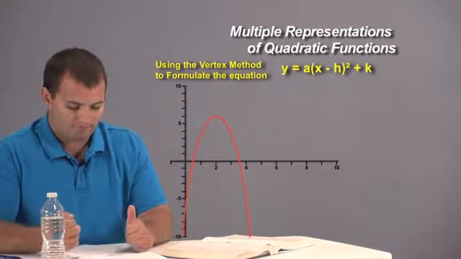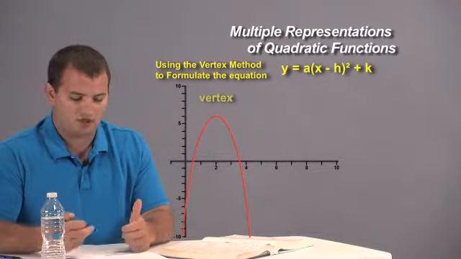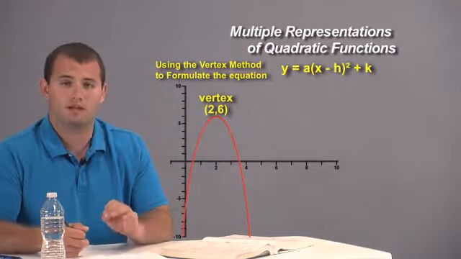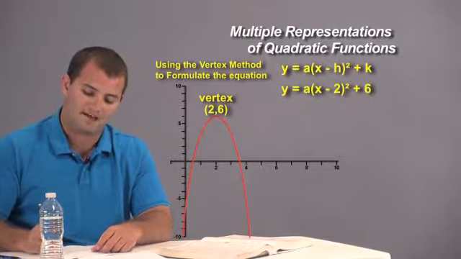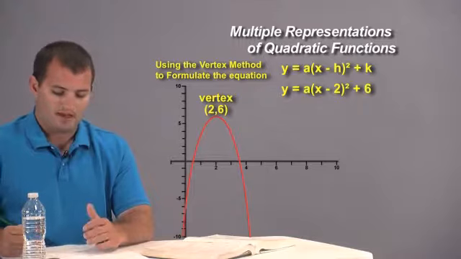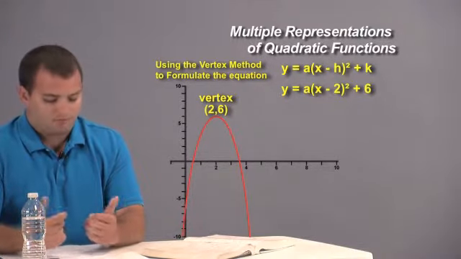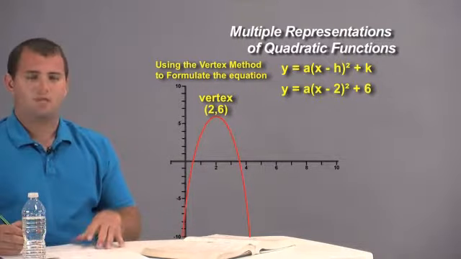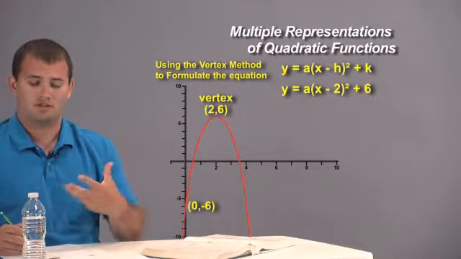Here's the graph, and we need to find the equation for it. We can see that the vertex occurs at the point 2, 6. And we're going to input that into our vertex equation. So it becomes y is equal to a times x minus 2 squared plus 6. Now we need to pick a point that's lying on the graph and it's easy to read off. Here I'm going to use the y-intercept because it's nice, and it occurs at the point 0, negative 6. And I'm going to input that to our equation and solve for a.